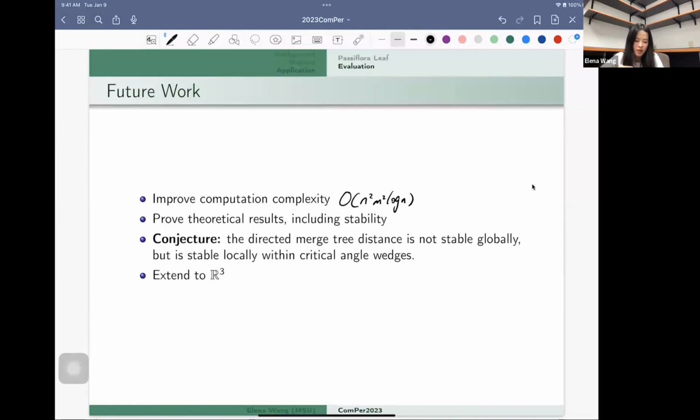And we also hope to extend it to R3 in the future and apply it to more data sets such as cell morphology or embedded neurons. And these are all questions that I'm interested in exploring in the future.